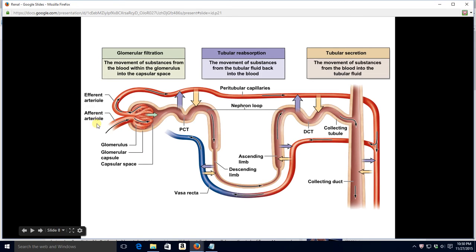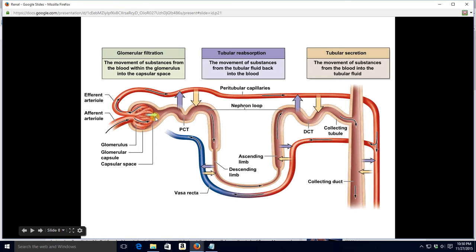All right, so we got blood coming via an afferent arteriole into a ball of capillaries called the glomerulus. And the force of blood pressure pushes water and small stuff out of the glomerulus into this space around it. This thing around the glomerulus is called the glomerular capsule, and it catches the fluid and small stuff that gets pushed out of the glomerulus. And that pushing of the fluid and small stuff, that is filtration, glomerular filtration, since it's in the glomerulus.